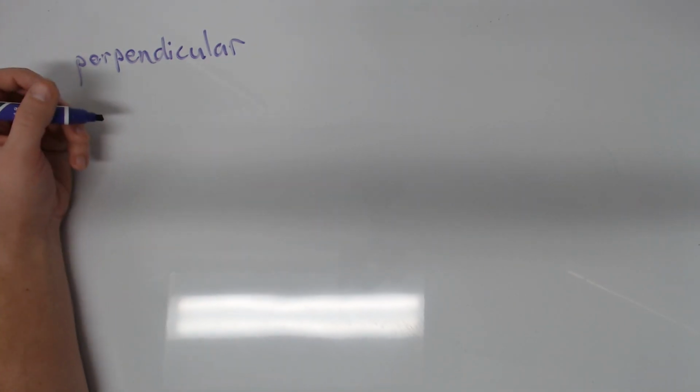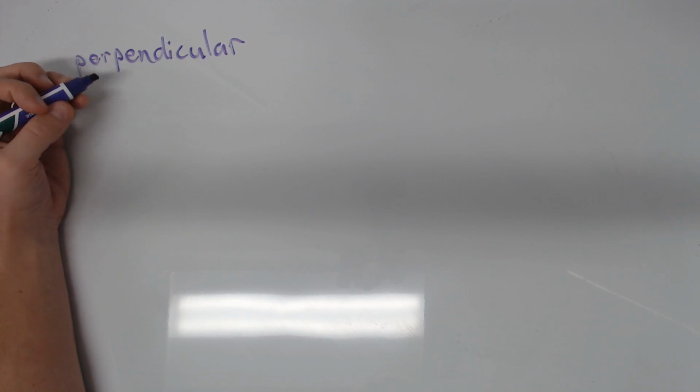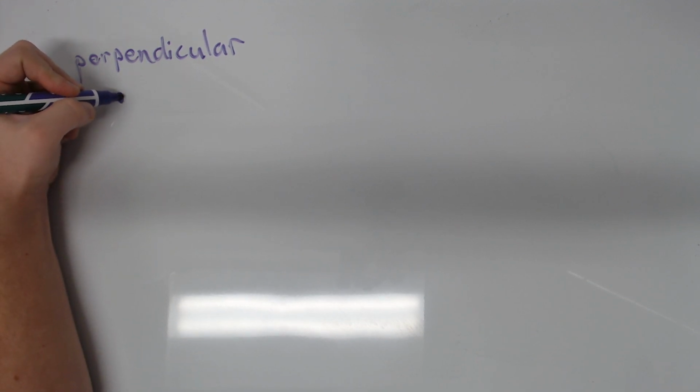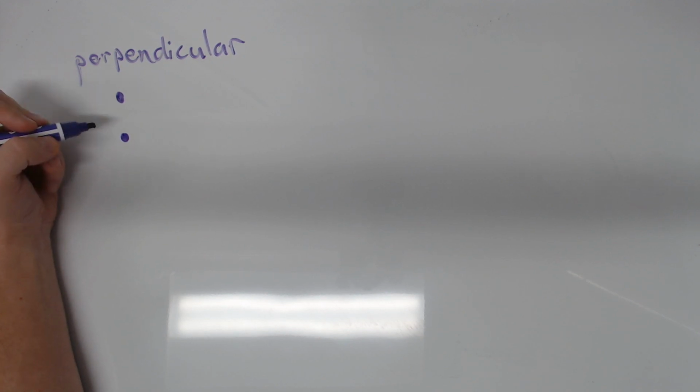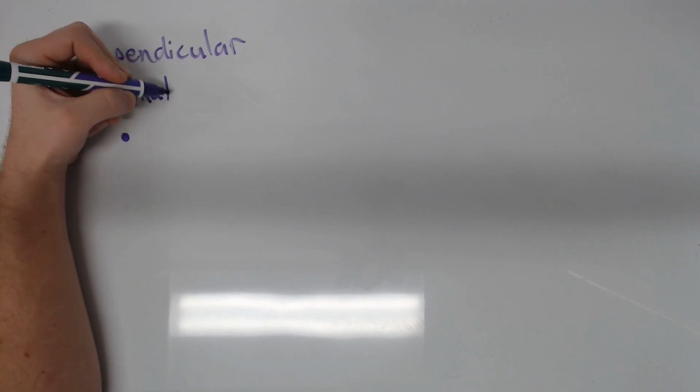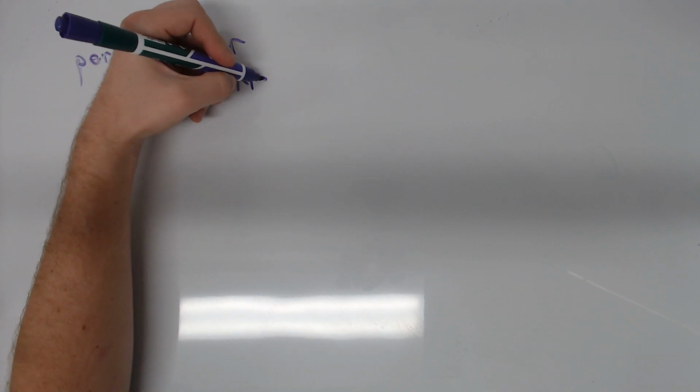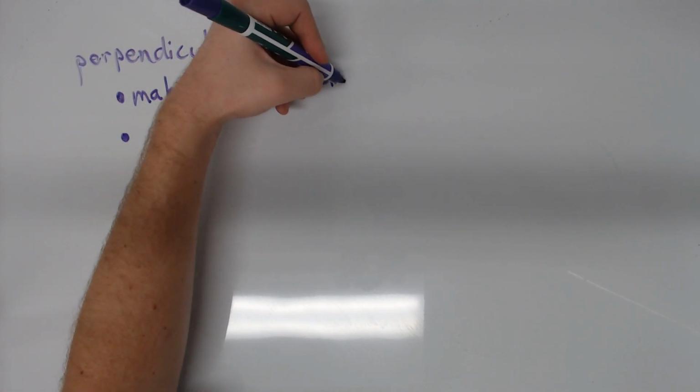Perpendicular lines have a little bit different information. It's still talking about the slope. So there's two ways to think about perpendicular. The way you probably understand is they make a right angle. They make a perfect corner.